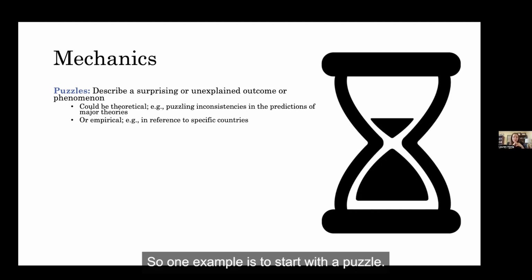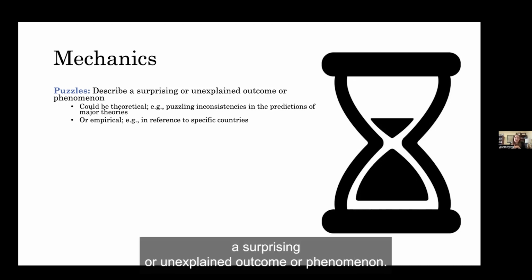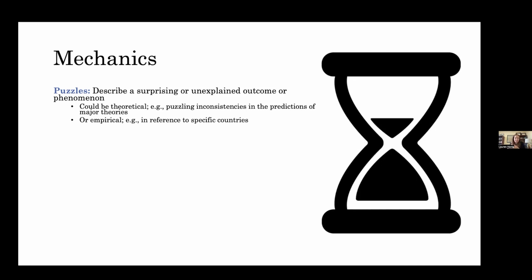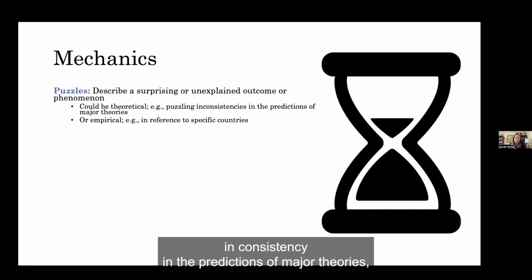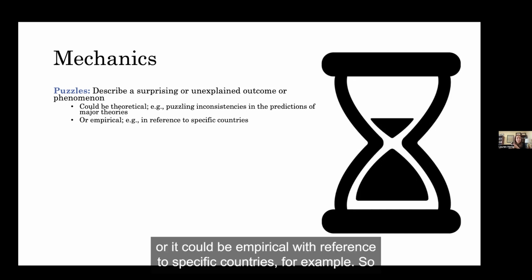So one example is to start with a puzzle. And so a puzzle can describe a surprising or unexplained outcome or phenomenon. So this could be theoretical, such as a puzzling inconsistency in the predictions of major theories, or it could be empirical with reference to specific countries, for example.